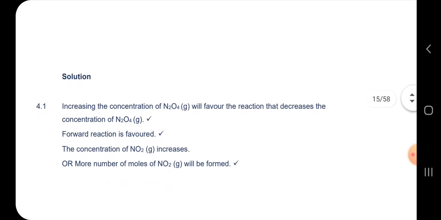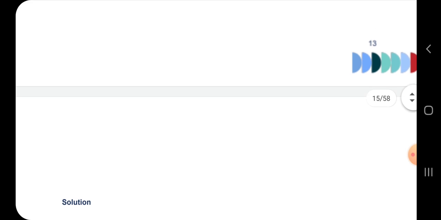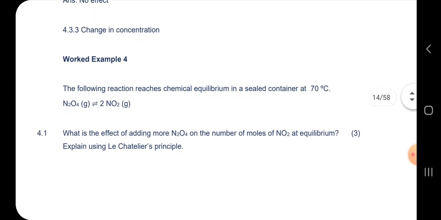Increasing the concentration of N2O4 will favor the reaction that decreases the concentration of N2O4. So the forward reaction is favored. The concentration of NO2 increases, or a greater number of moles will be formed. So you see, it's the opposite. You're trying to increase something, the system will decrease it and favor the opposite side.